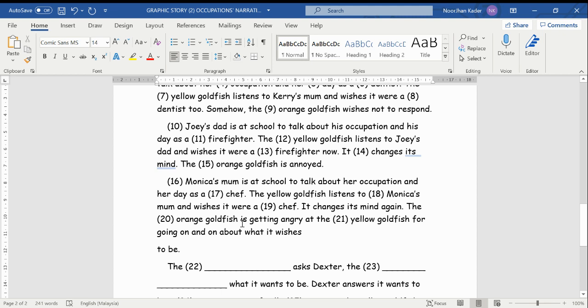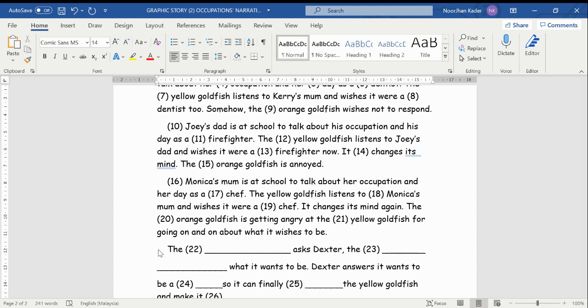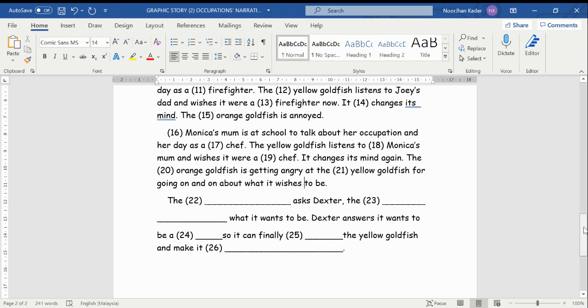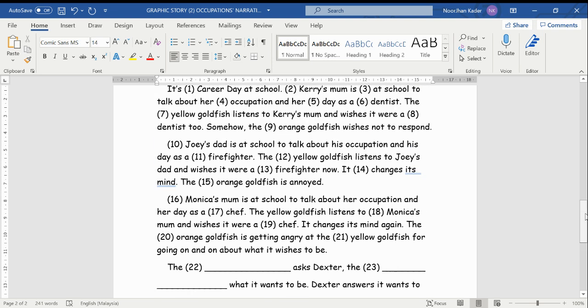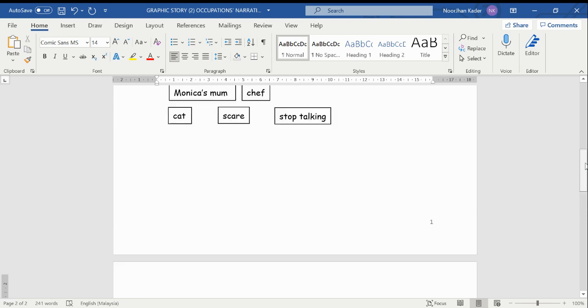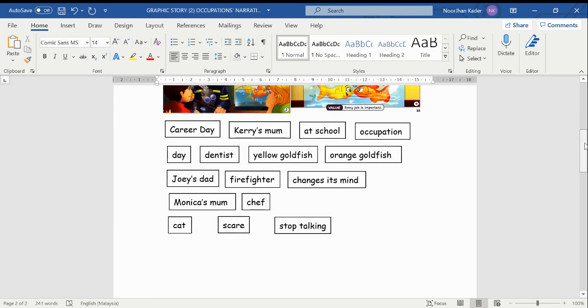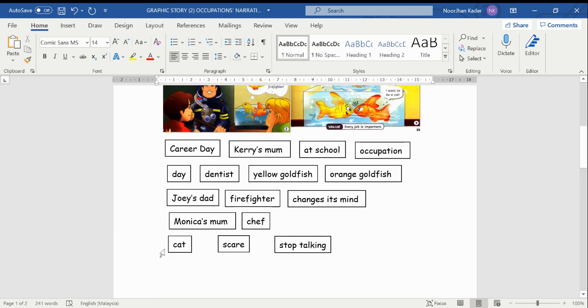So the orange goldfish is getting angry at the yellow goldfish for going on and on about what it wishes to be. So sometimes, after you have written the answer, that means you have already written the word or the phrases here.